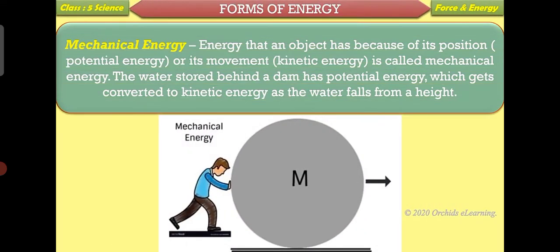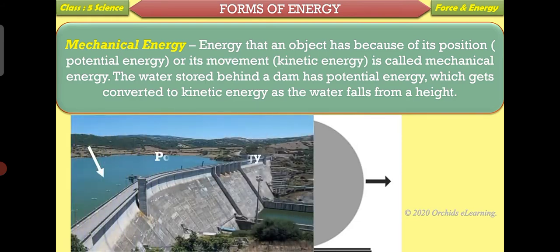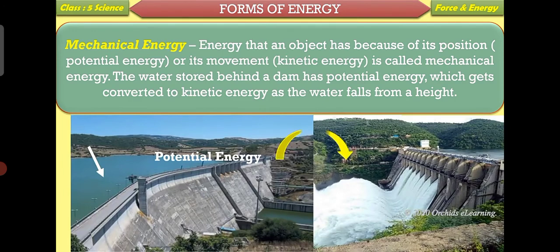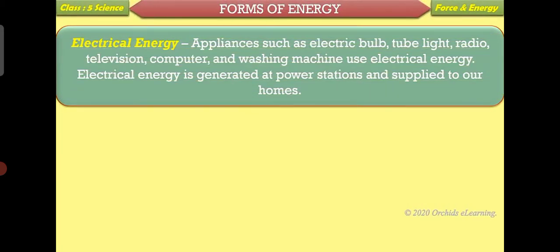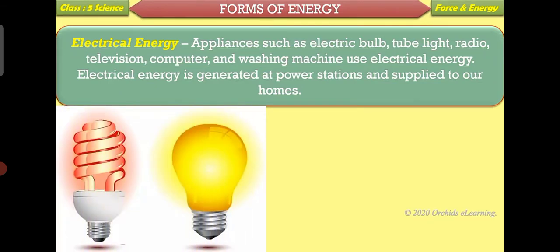Next comes mechanical energy. The energy possessed by our body is known as mechanical energy. Particularly, it is said to be kinetic energy when moving, or potential energy when it depends on position. The water that is stored in a dam is potential energy, and when it is moved, that is kinetic energy. The next form of energy is electrical energy.